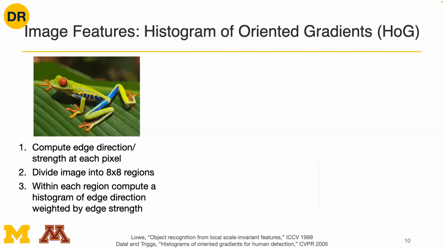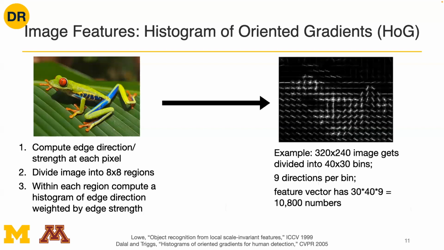You would then divide the image into, generally, 8 by 8 pixel regions. And for every pixel within your 8 by 8 region, you would compute a histogram over a discretized set of directions that the gradient could be pointing to, producing a set of features to describe the overall image.